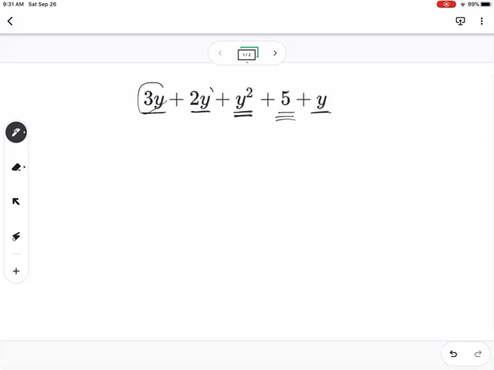So here we have our 3y, our 2y, and our y. Remember, this is the same as 1y, so it does have a coefficient of 1. And we can just add those together. 3 plus 2 plus 1 is 6y. Now, because there's no other math to do here, we can just copy the other ones down.